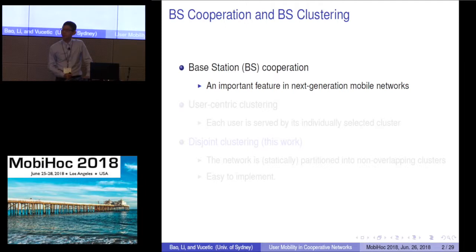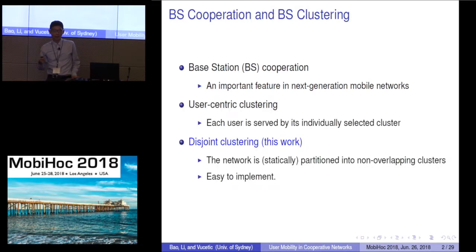In order to address this issue, we have base station cooperation. That means the user can be jointly served by a set of multiple base stations. In this case, the probability that the user is far away from all of these base stations is smaller, right? So it's not that likely that the user enters this bad mode. That's why we need base station cooperation, and this could be a very important feature in next generation mobile networks.